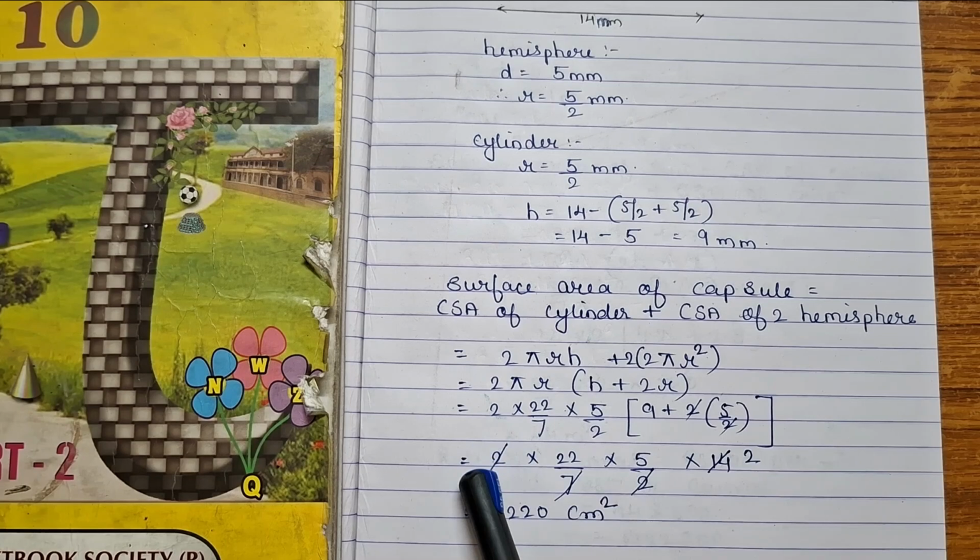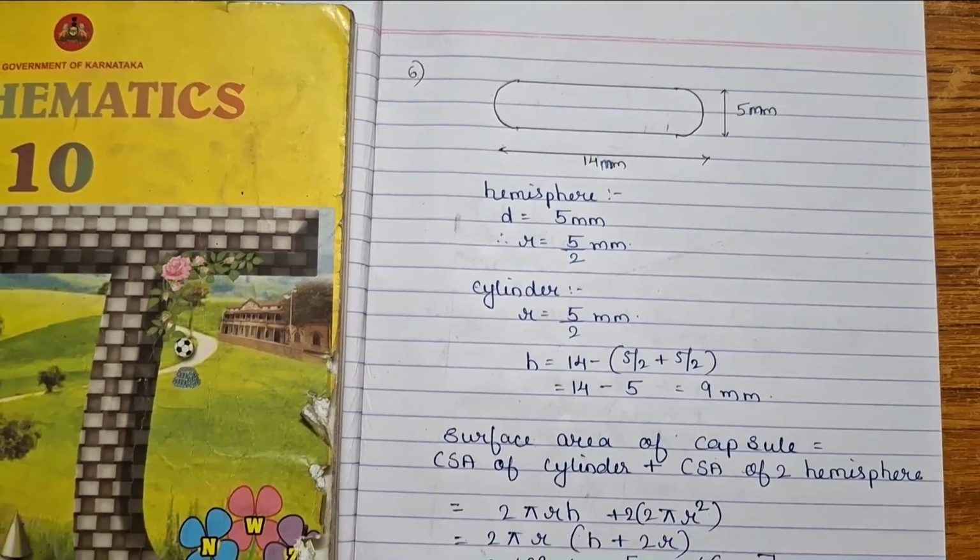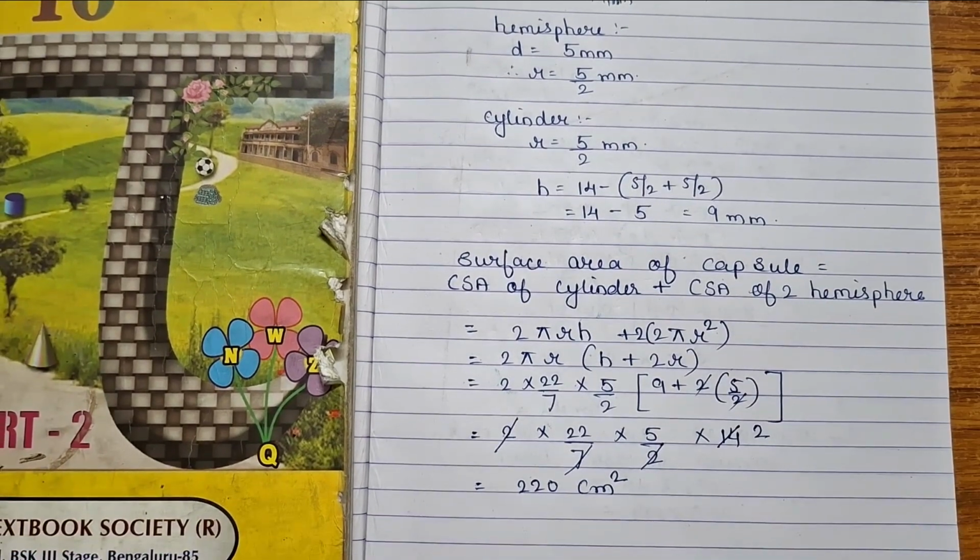So let's substitute: 2 pi, 22 upon 7, r is 5 upon 2, h is 9, the height of the cylinder, plus 2 into 5 upon 2, that is 2r. So here 2 and 2 get cancelled. 9 plus 5 is 14. Now 2 into 22 upon 7 into 5 upon 2 into 14. Simple cancellation is involved in this sum. After the cancellation, the final answer is 220 centimeters square. So here we complete this sixth sum, the required figure and the entire solving of this problem.